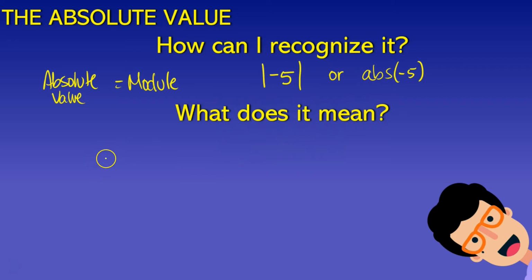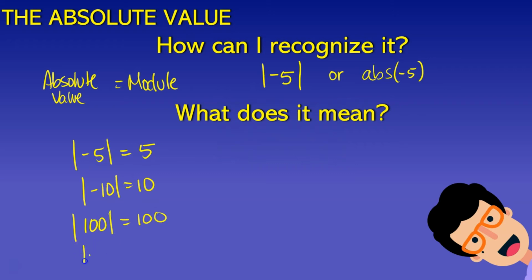What does it actually mean? The absolute value means that you're not going to pay attention to the sign a number has. It's always going to be positive. So for example, the absolute value of minus 5 is 5. The absolute value of minus 10 is going to be 10. What about positive numbers? The absolute value of 100 is going to be 100. And the absolute value of 19.5 is going to be 19.5. So you don't pay attention to whatever sign it has. The answer of an absolute value is always going to be positive, and you have to keep that in mind.